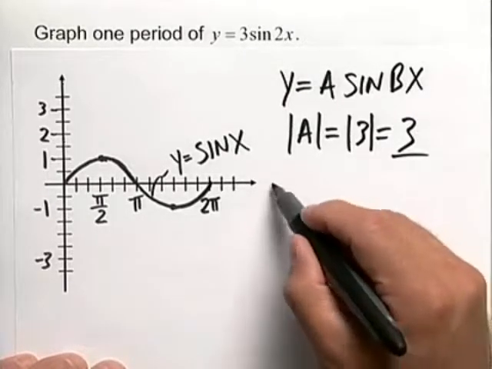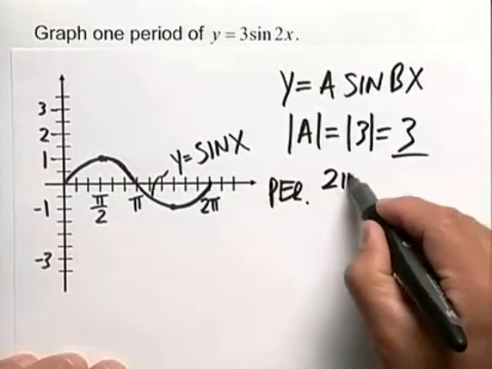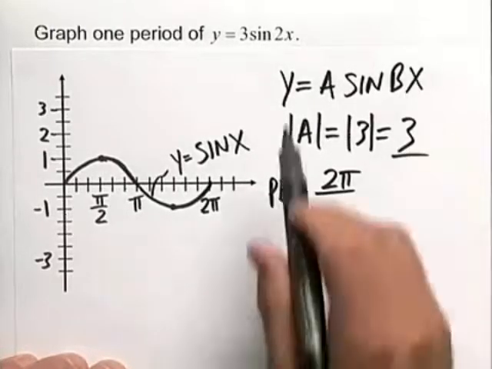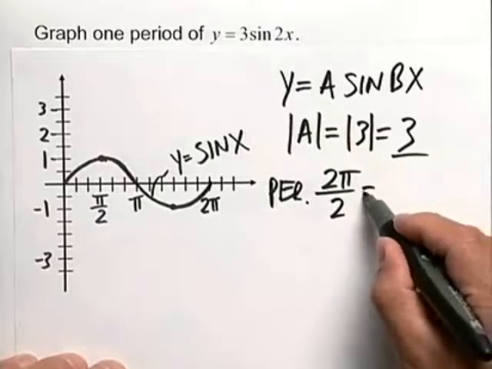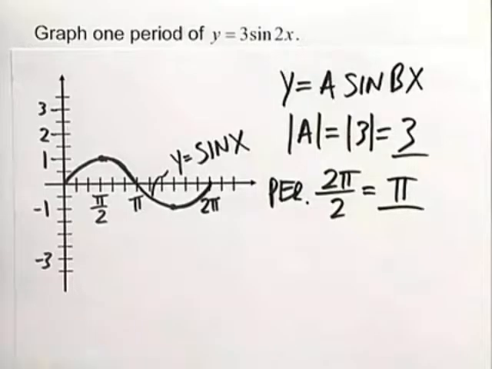We know that for the period of this function, we have a formula. That formula is 2 pi divided by b. b in our example is 2, so we know that our period is pi. So that's some information that we can glean from the function.